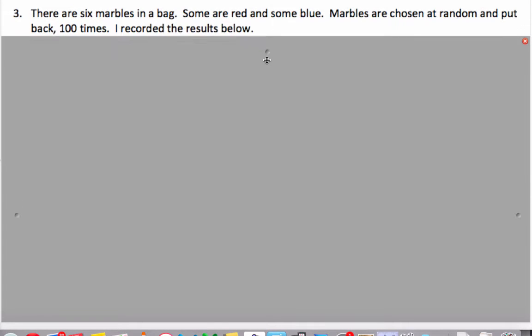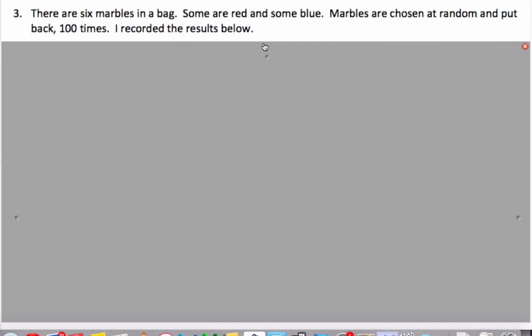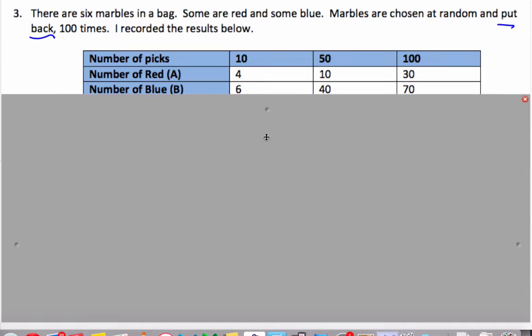Okay, here we go. We're still looking at experimental probability here. This example talks about we have 6 marbles in a bag. Some are red and some are blue. Marbles are chosen at random and put back 100 times. The fact that they are put back, replacement, is important. And once that's done, the results are recorded.